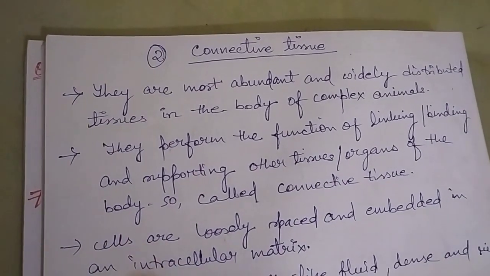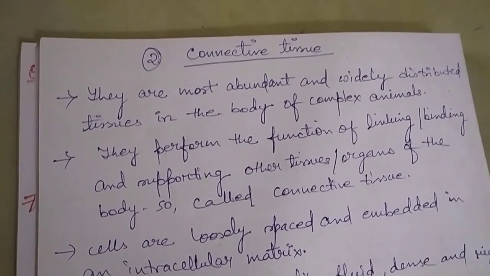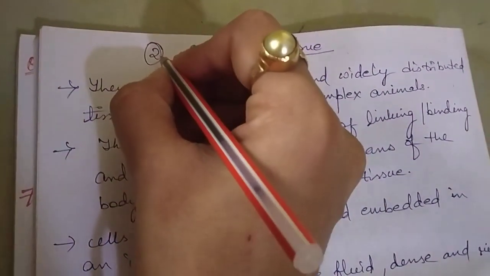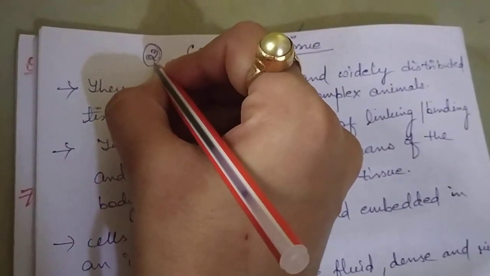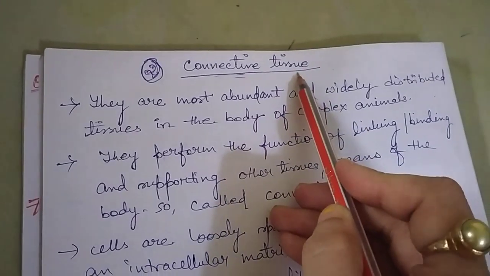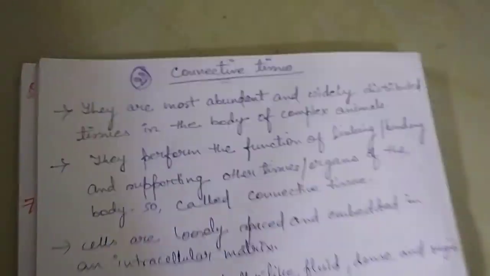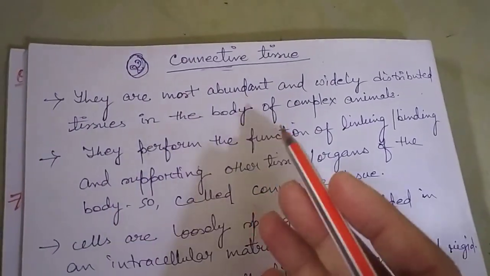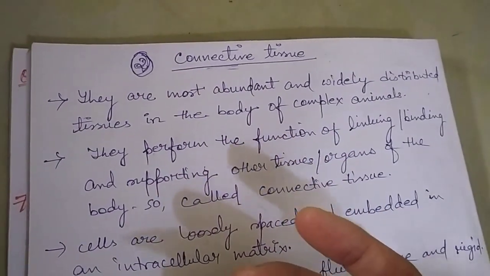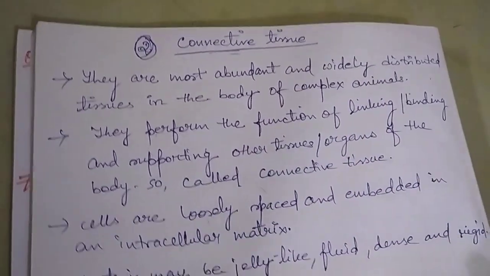Now in today's class, we will see the next type of tissue, which is known as connective tissue. In the animal's body, the second type of tissue which is very important is connective tissue. Okay. So let's see what connective tissue is, where it is present, what the different types of connective tissue are, and how it helps. What is the major role it plays in our body?